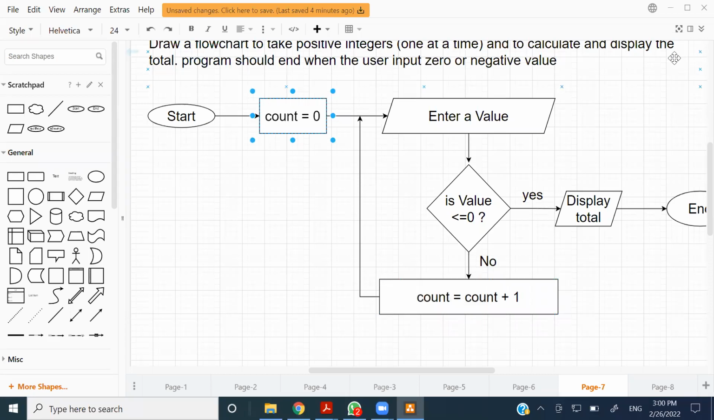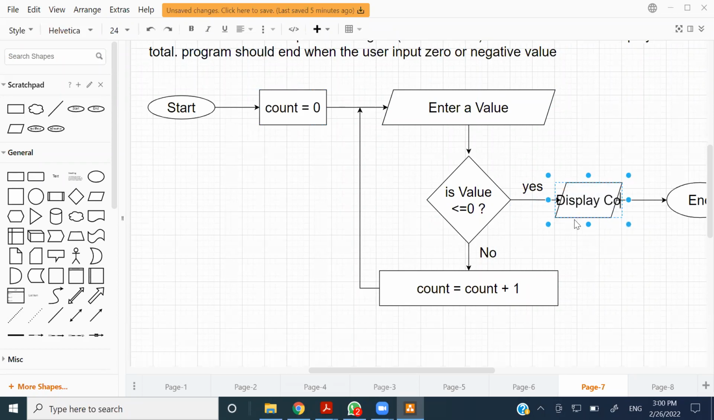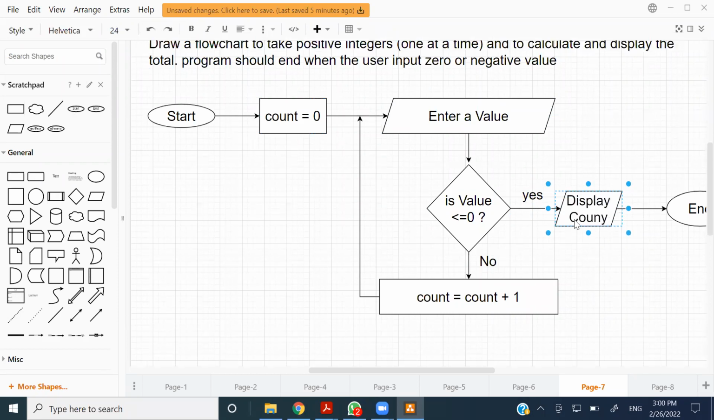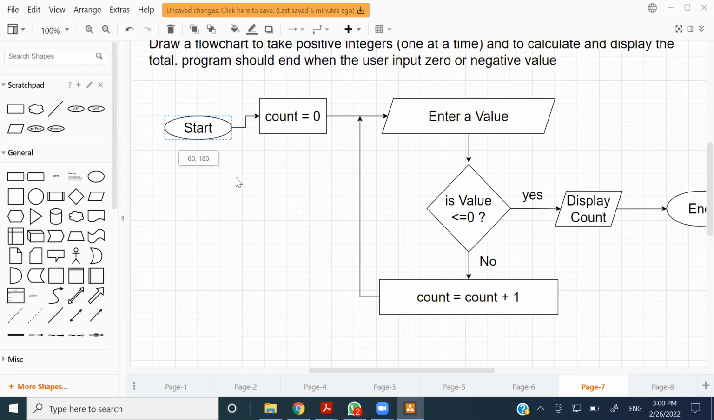Yes, Osal, that's correct. So now the count is equal to 0. It is asking for a value. It checks whether a value is negative or equal to 0. If it is, it's going to display not the total this time, it's the count. And then we can end.